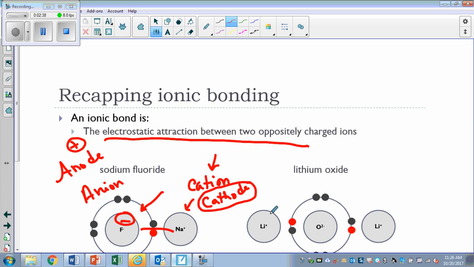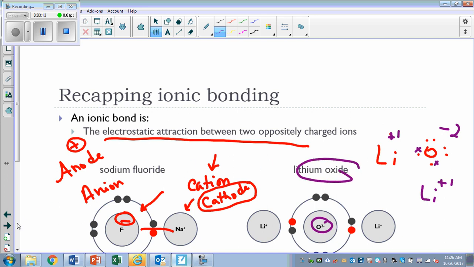So here you see an example of lithium. Lithium has 1 valence electron. Oxygen has 6 valence electrons. So if I need to complete the octet, which I will be talking about in a few minutes, oxygen needs two more electrons. That means oxygen needs to be bonded with 2 lithiums. Each lithium is going to lose 1 electron to oxygen. So oxygen will be -2, and each lithium is +1. The compound is lithium oxide.